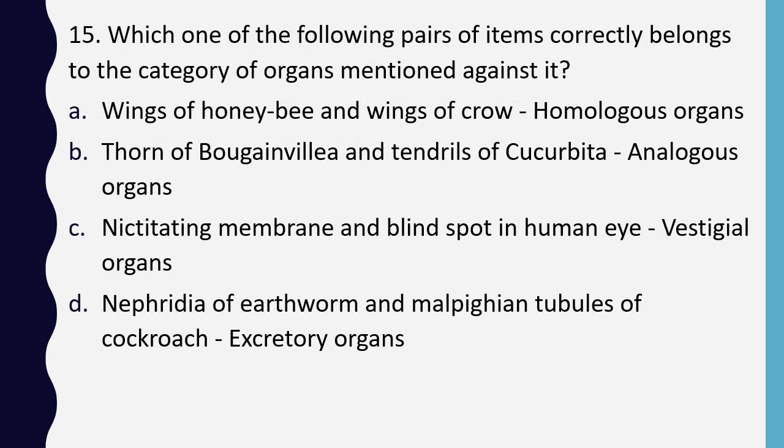Question number 15. Which one of the following pairs of items correctly belong to the category of organs mentioned against it? Wings of honeybee, wings of crow, homologous organs. Thorn of bougainvillea, tendrils of cucurbita, analogous organ. Nictitating membrane, blind spot in human eye, vestigial organ. Nephridia of earthworm, malpighian tubules of cockroach, excretory organs. The correct answer is option D. Nephridia of earthworm and malpighian tubules of cockroach, both are excretory organs.